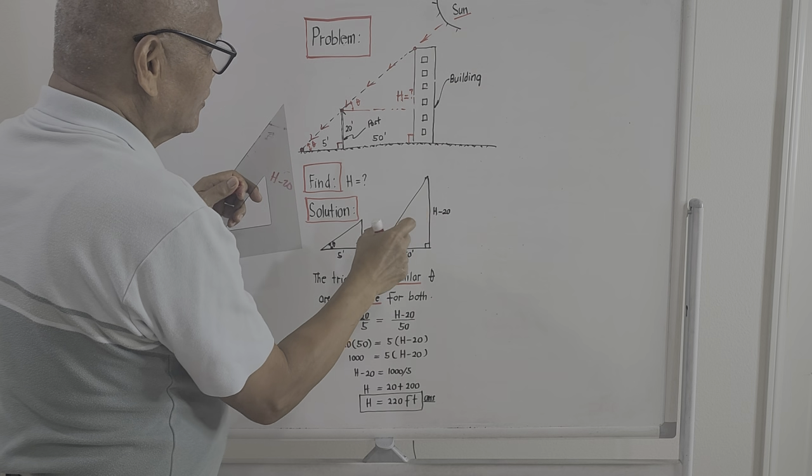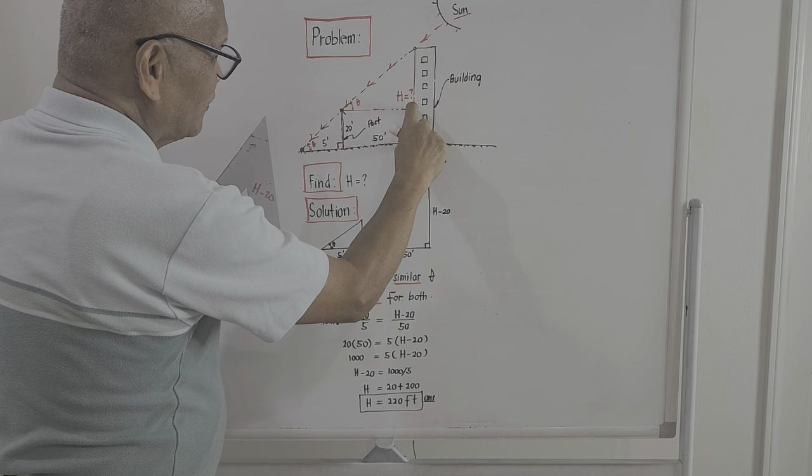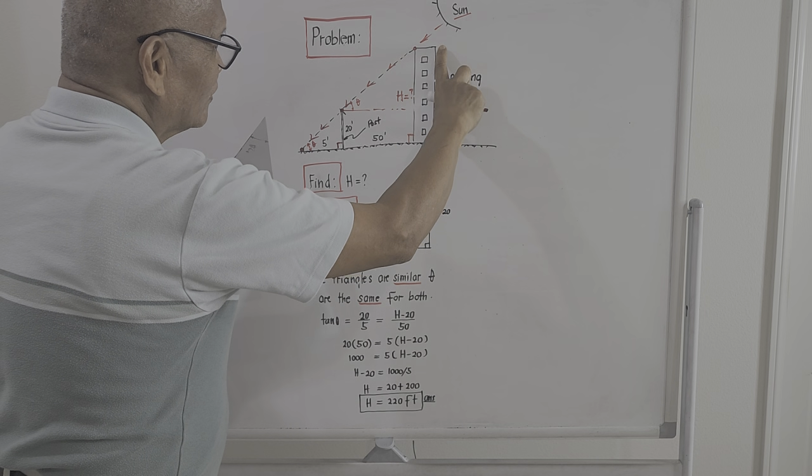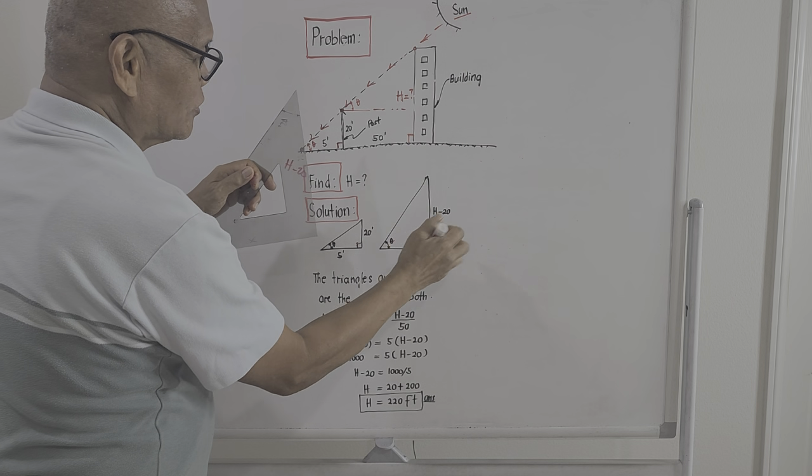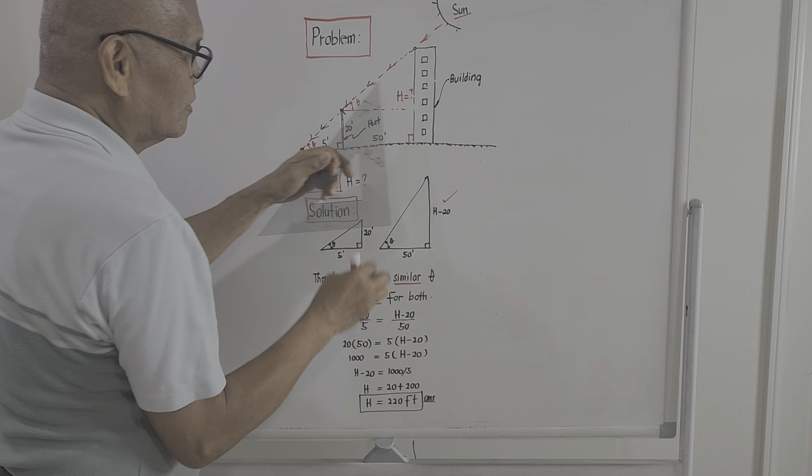Why h minus 20? Because this is 20 feet. The total height of the building is h. So this portion will be h minus 20. So it is represented by h minus 20. This portion.